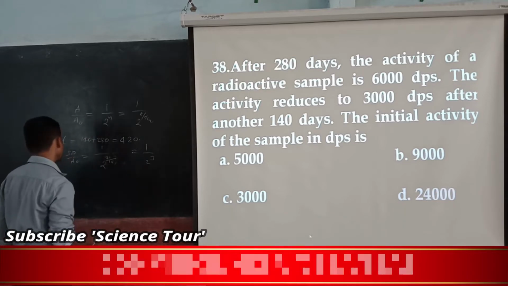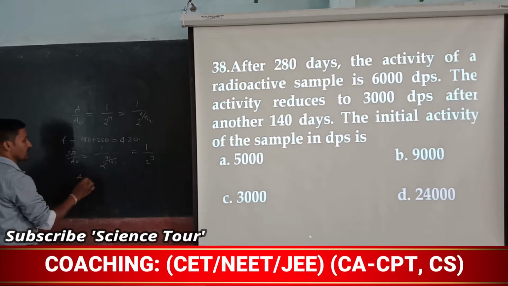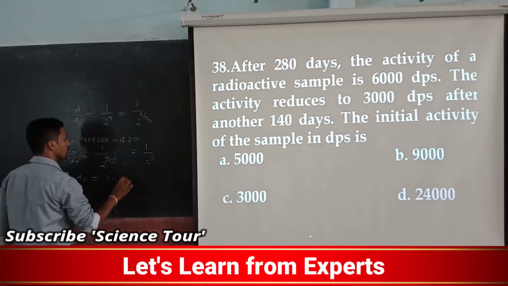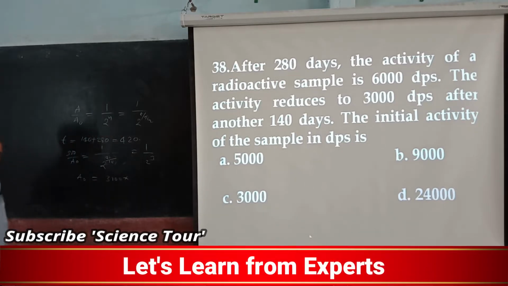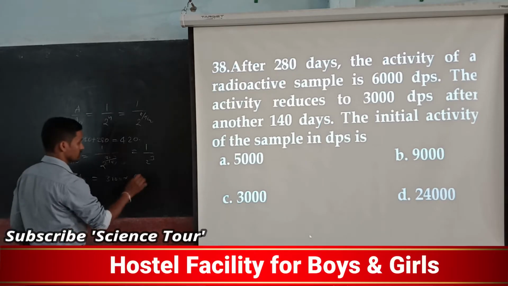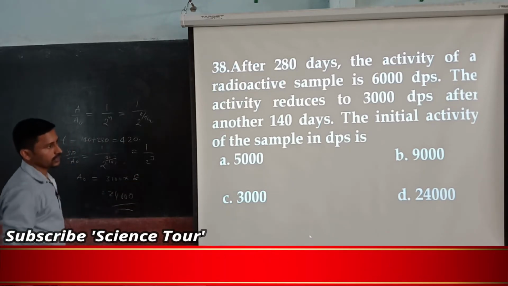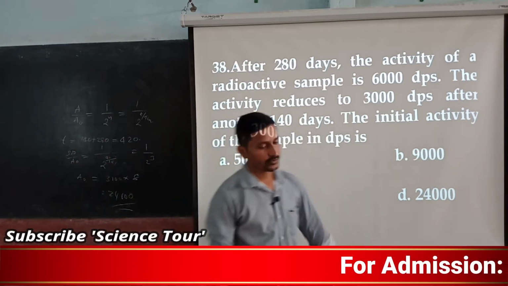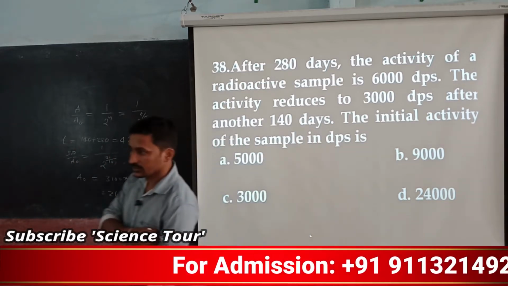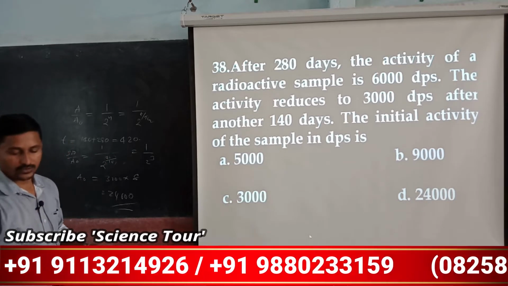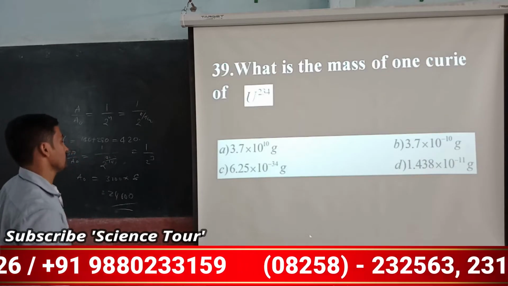So do it yourself. That is A naught, which is equal to 3,000 into 2 to the power 3, which is 24k, isn't it? Option D is the right answer. Okay, 24,000 disintegrations per second. Go to the next question.